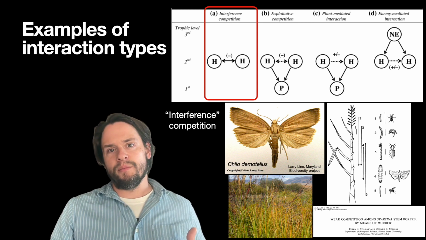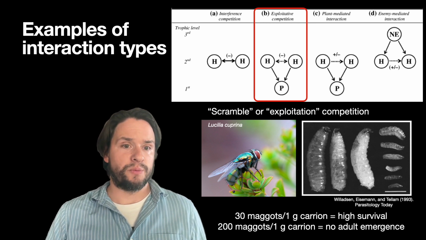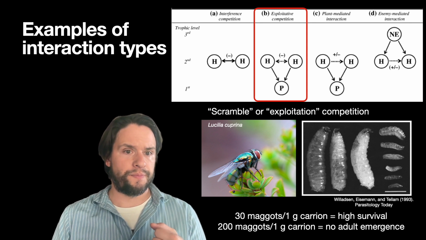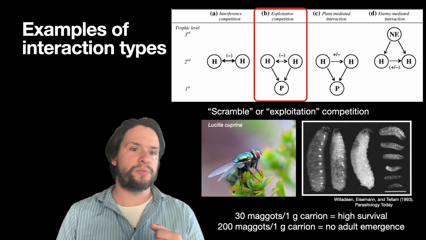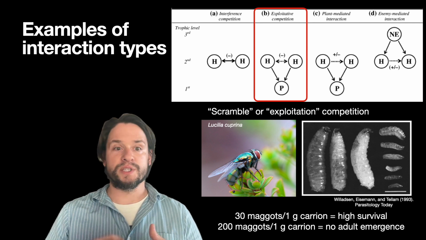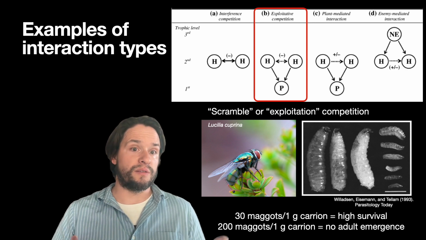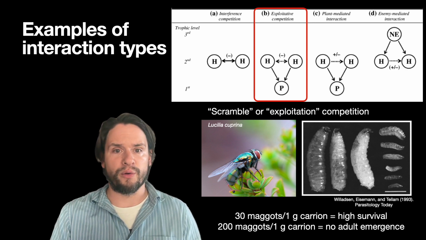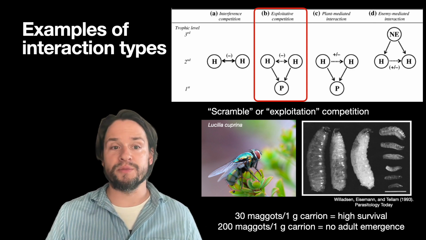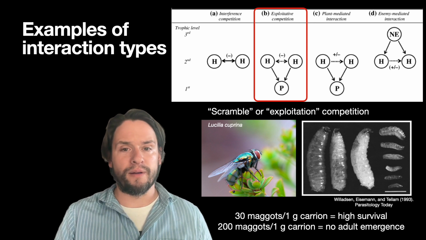That's distinct from what we might think of as, in some sense, classical competition, which is fighting over a resource, where the negative effect on one species happens through consumption of a limited resource. Especially if there's not enough resource to go around, the food source can become limiting for one or the other species. This is called exploitation competition, or you also hear the term scramble competition, which is maybe a good way to remember it. There's a nice example of that with this blowfly.